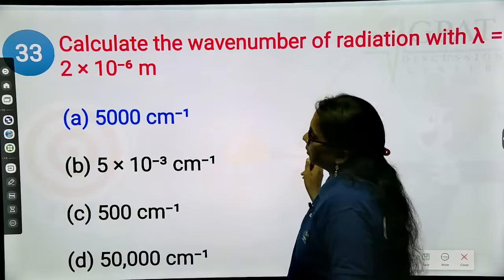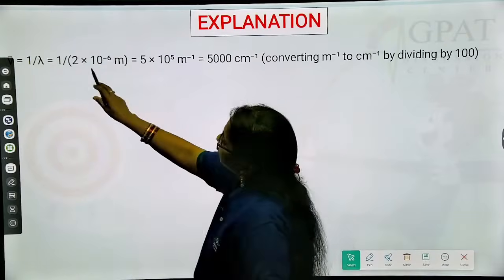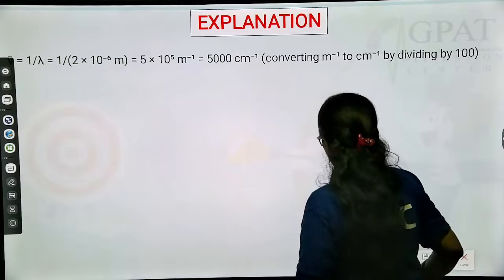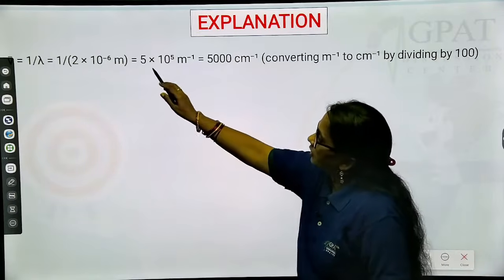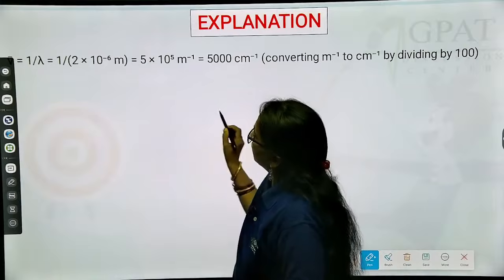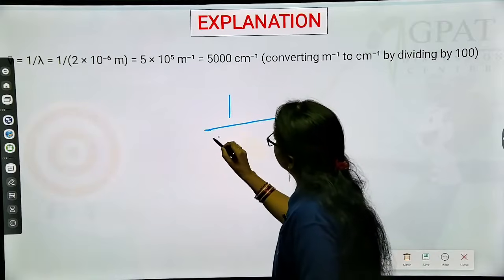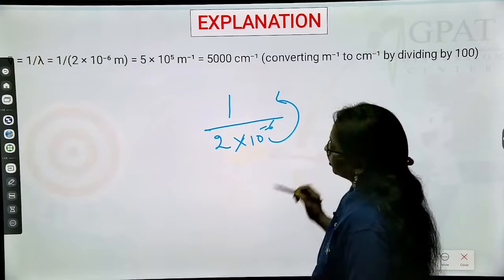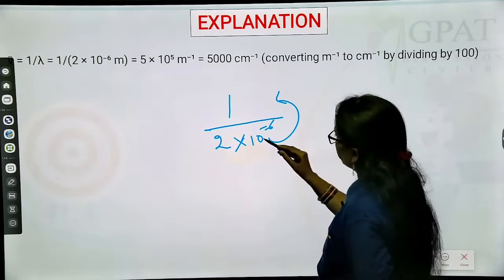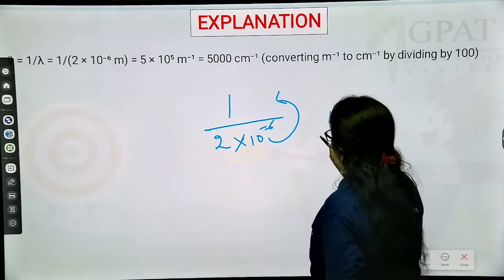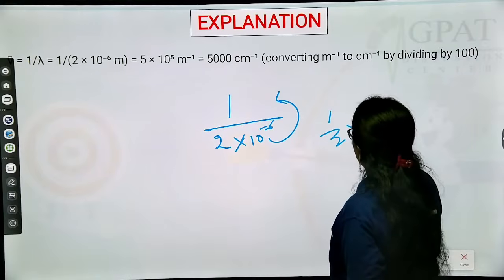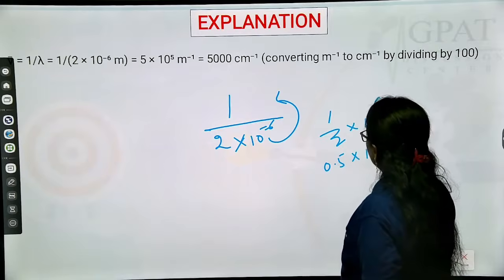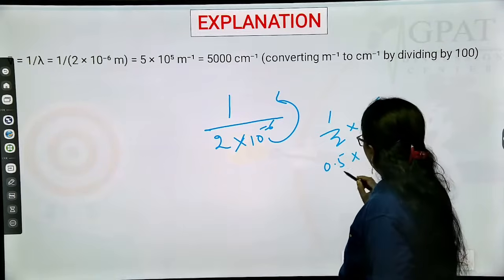Two into 10 to the power of minus 6. So 1 by 2 into 10 to the power of minus 6. 1 by 2 is half. If you take this 10 to the power of minus 6 above, it becomes 10 to the power of plus 6. So 1 by 2 into 10 to the power of 6. 1 by 2 means 0.5, so 0.5 into 10 to the power of 6. This is the answer we got.